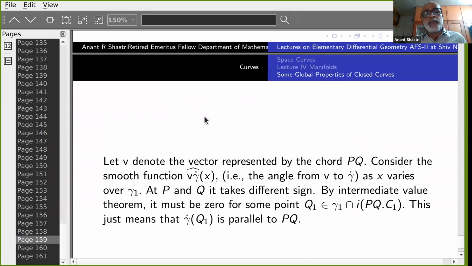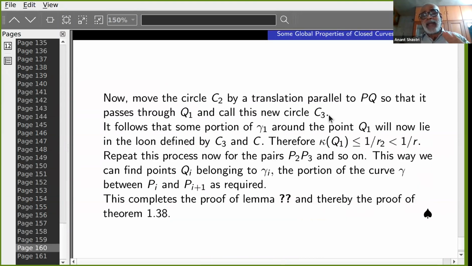So now move the circle C2 by a translation parallel to PQ. It has to be parallel to PQ, not perpendicular to PQ, so that it passes through Q1, and call this new circle C3. It follows that some portion of gamma 1 around Q1 will now lie in the lune defined by C3 and C.